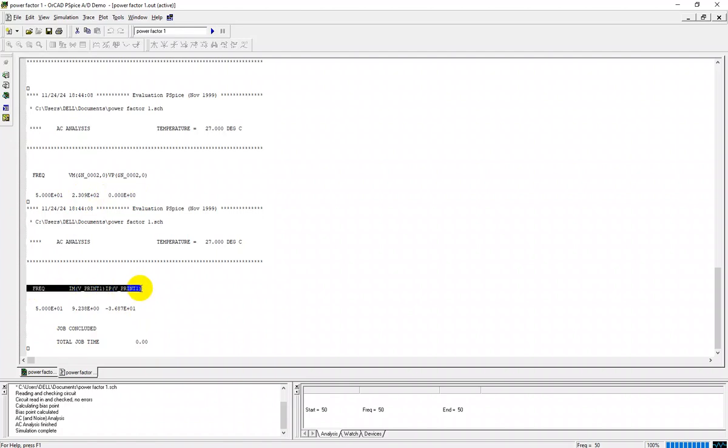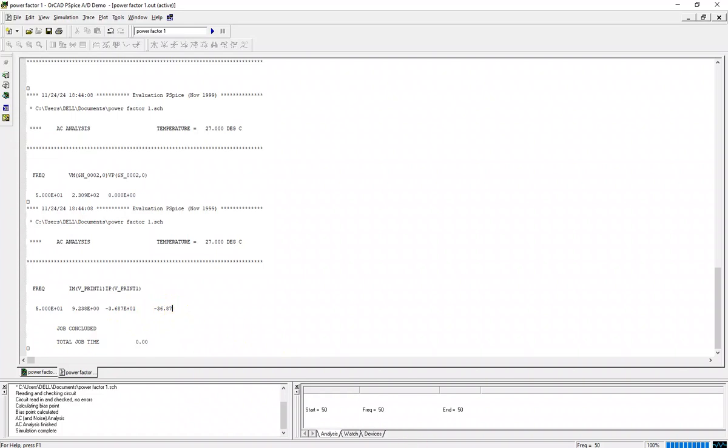And here we have for current, frequency remains the same, 5.0 e power 1, that is 50. This is the magnitude of current, 9.238, and this is the angle before power factor correction. So you can see the angle between voltage and current. Voltage is taken as x-axis, it is 0, and current is lagging by an angle of 36.87. It is e power 01, that means 36, so the angle is minus 36.87. The cos of this will give us power factor, which is nothing but 0.8.